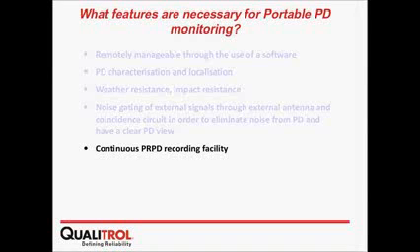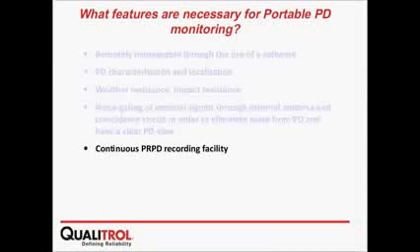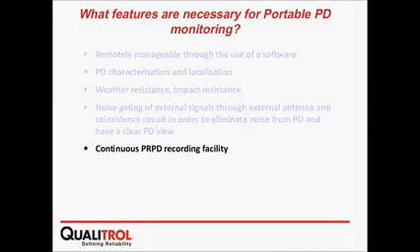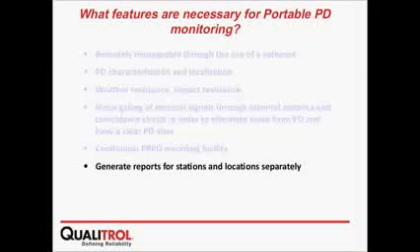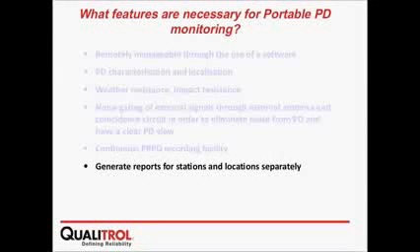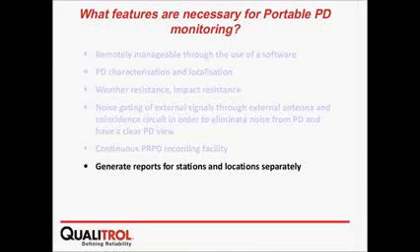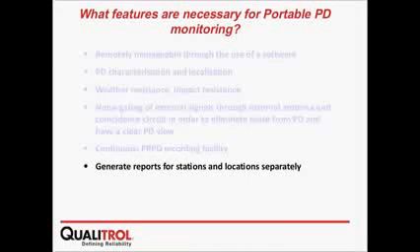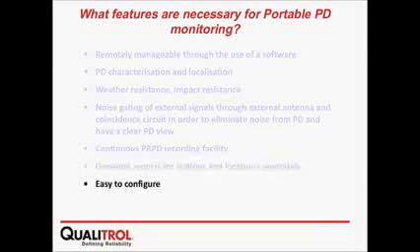It should also have the continuous PRPD, phase-resolved partial discharge, recording capability for the accurate analysis of the monitored data. And then it should be able to generate specific reports based on the different substations and the assets within those substations, because you could be using the same unit across multiple sites. Typically, continuous online monitoring is customized to an individual site. Here you would be carrying it across multiple sites, so you need to have the capability for all kinds of reporting based on the site and the location.